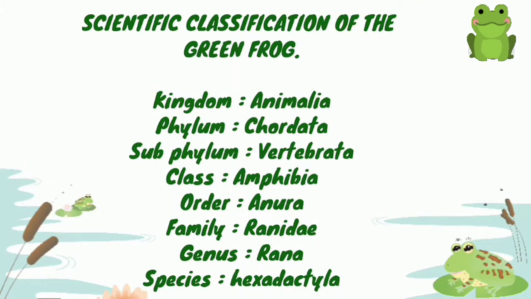Scientific classification of the green frog: kingdom Animalia, phylum Chordata, subphylum Vertebrata, class Amphibia, order Anura, family Ranidae, genus Rana, species Hexadactyla.